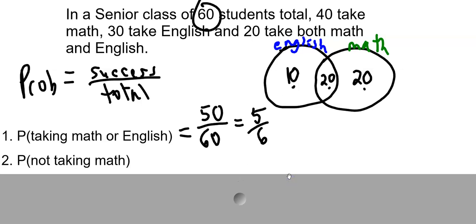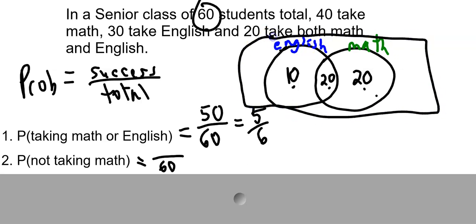Probability of not taking math. So this would be, again, our total possible is still 60 here. Not taking math. So I don't want anything in that math circle. So the only numbers that, well, this is kind of interesting here. So let's look at this holistically. There's kind of like an outside part here. And you actually have to think about there's some students who don't take English or math.